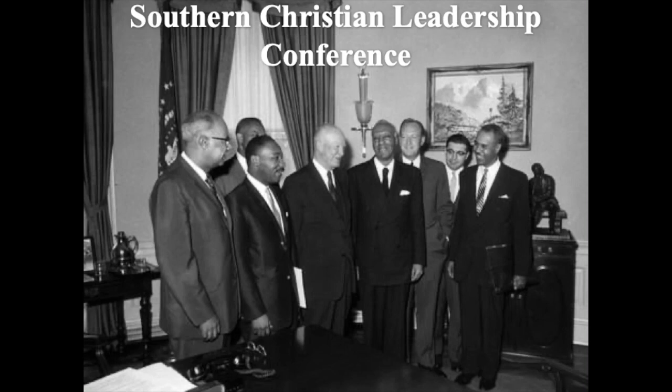The leaders of the Southern Christian Leadership Conference are here meeting at the White House with President Eisenhower. The very charismatic and young leader of the Southern Christian Leadership Conference is Martin Luther King Jr. He becomes the definitive leader of the early civil rights movement before it fragments into various directions.